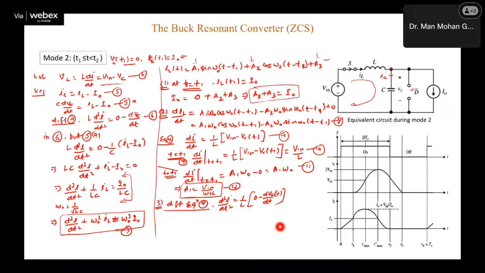This is G2. Okay, so if I want to find the value of this at t equal to T1, then what is d2I at t equal to T1? It is 1 upon L minus dVC1(t) minus d by dt VC(t) at T1, right?